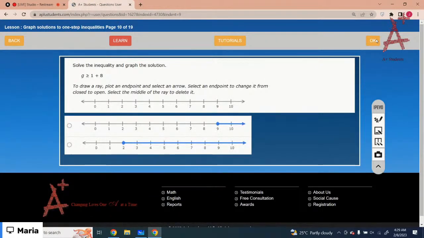Okay, the next one is G is greater than or equal to 8 plus 1. So 8 plus 1 is 9. That means G can be 9 and all the numbers that are greater than 9. So option number 1 is the correct option.